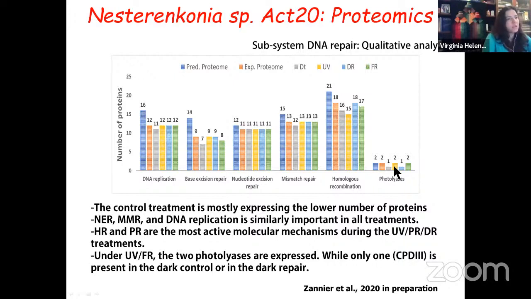But during the UV and during the photo repair, there are two photolyases working. That means that because there is more damage and because there is light that is used by the enzyme, both enzymes are working. Or somehow this other protein that I showed you, this cryptochrome, that may be a 6,4 photolyase, is helping the CPD3 photolyase to recover from the damage.